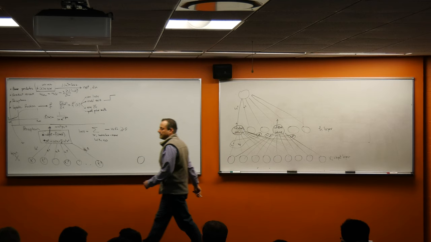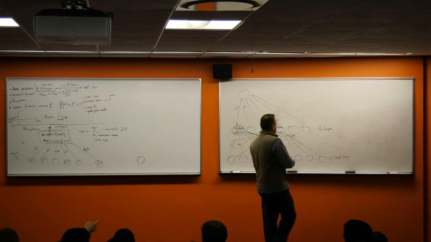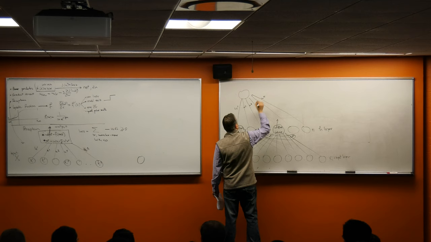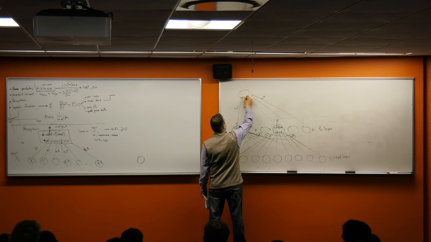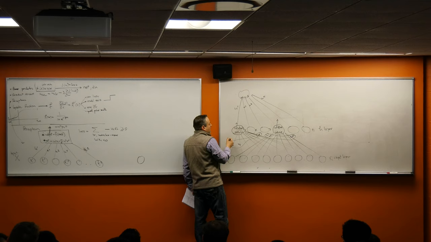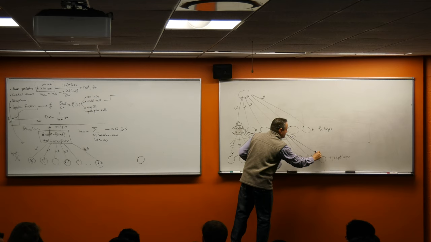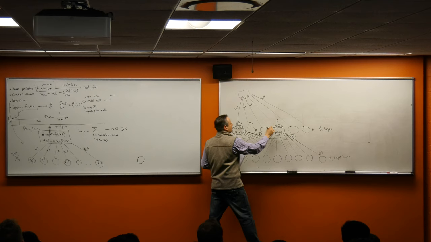Say I have H of those, 1, 2, 3, up to H. This is weight 2, weight 3, up to H. And again, this in here has a net. I'm going to call this output here H1. So this is X1, X2, X3, up to XE. This is H1, H2, up to H, capital H.